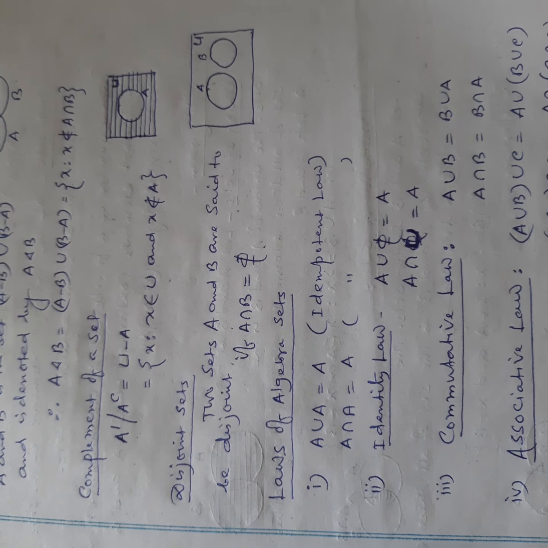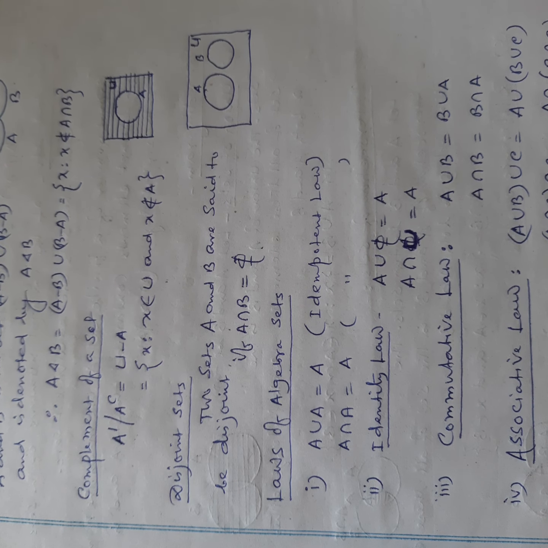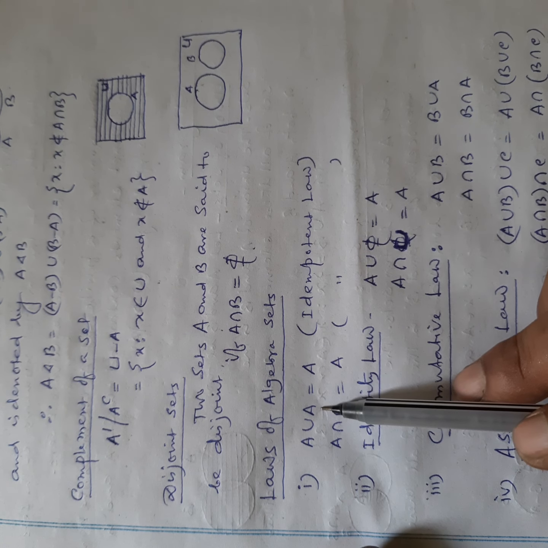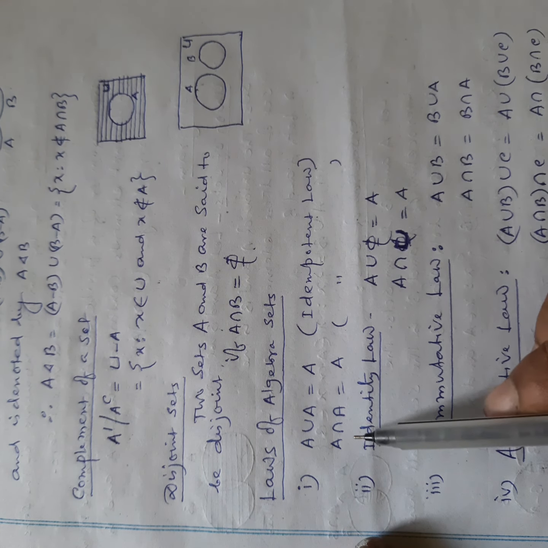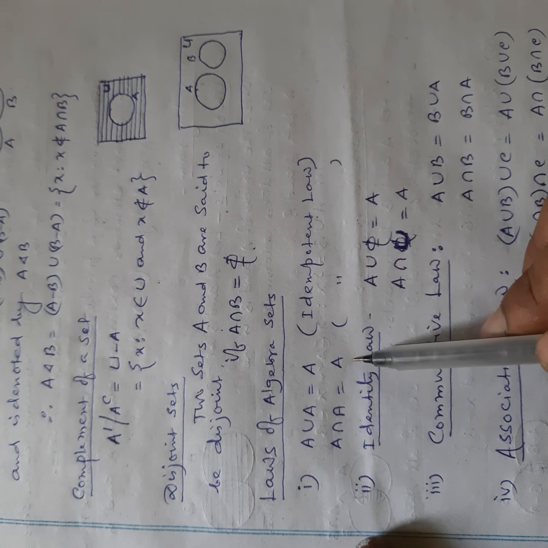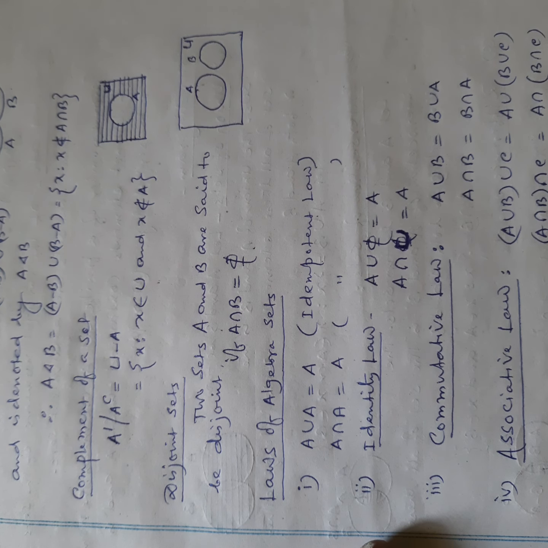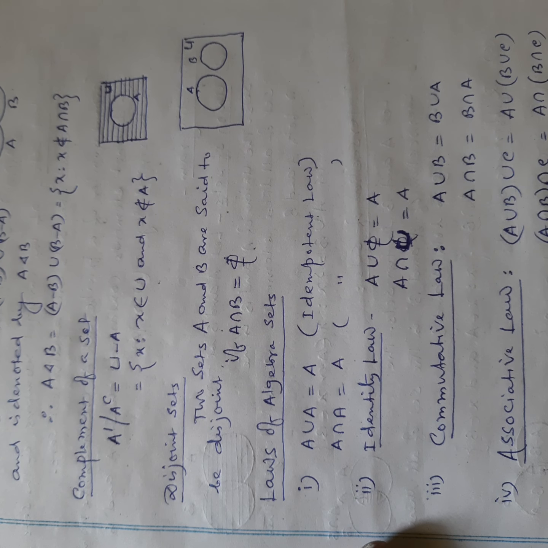Next, laws of algebra of sets. We just remember these laws. First law, A union A equals A. This is known as the idempotent law, and A intersection A equals A. This is also known as the idempotent law. That means the idempotent law is satisfied in the case of union and intersection of a set with itself.